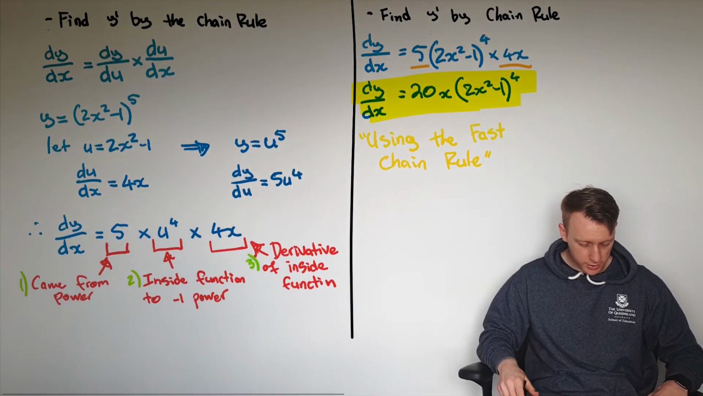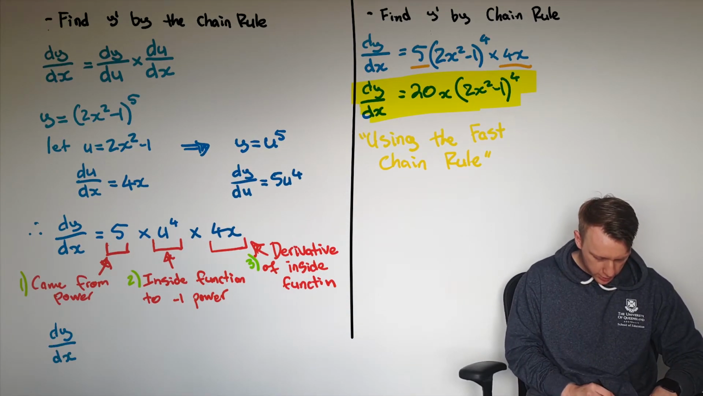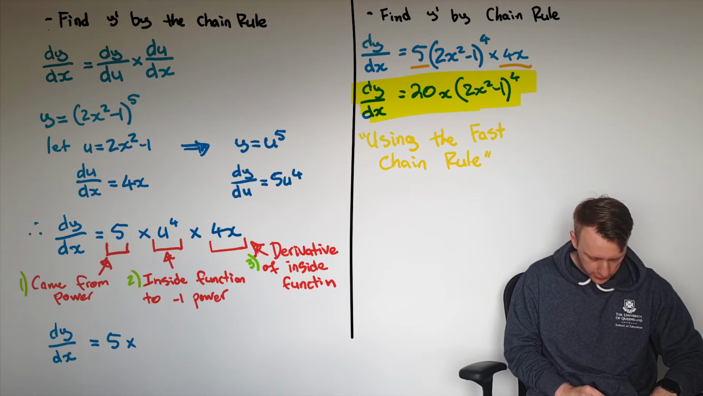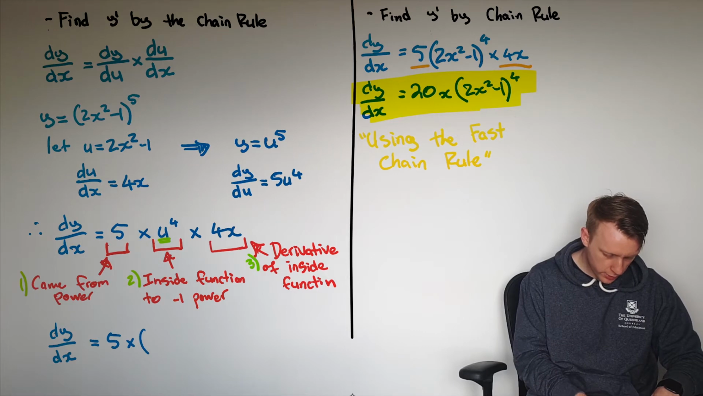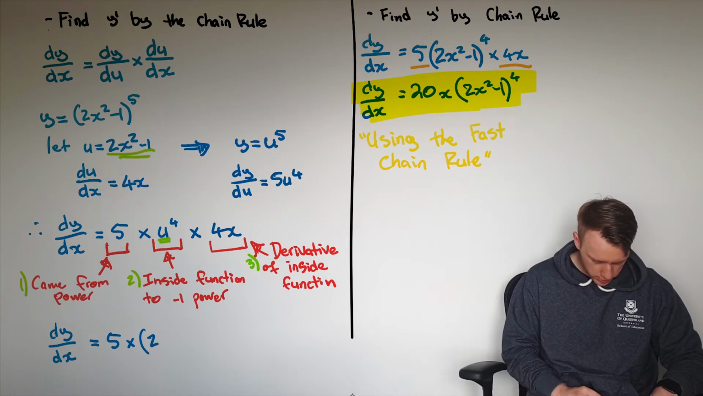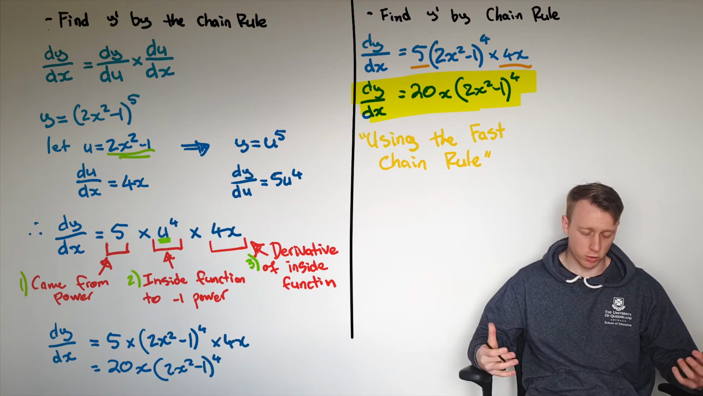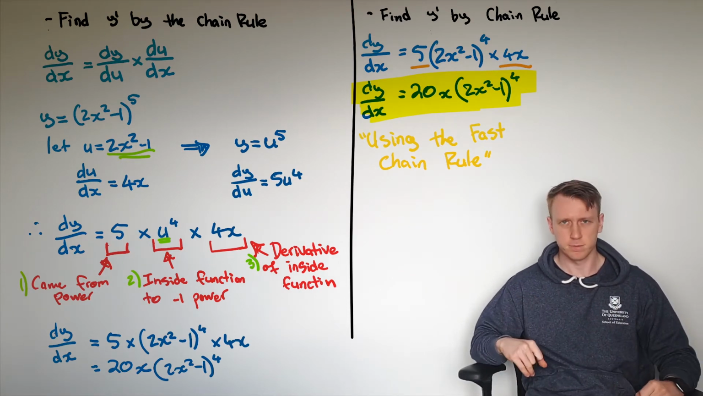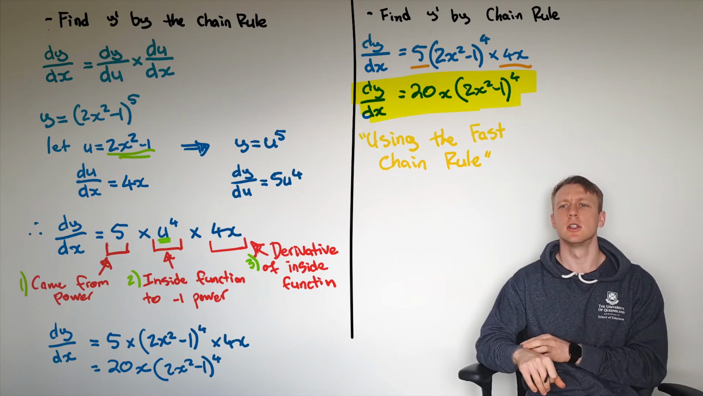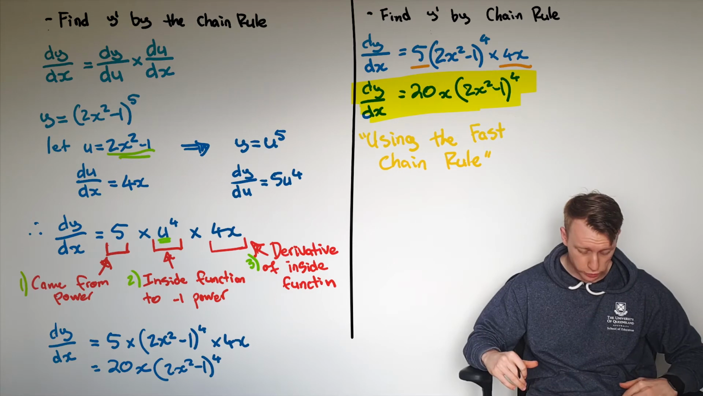And that is exactly what we would have gotten if we just continued simplifying down here. We would have said we've got 5 times u to the power of 4. u is our inside function. And so we have a nicely factorized derivative, which is very nice. Let's apply it to another example.